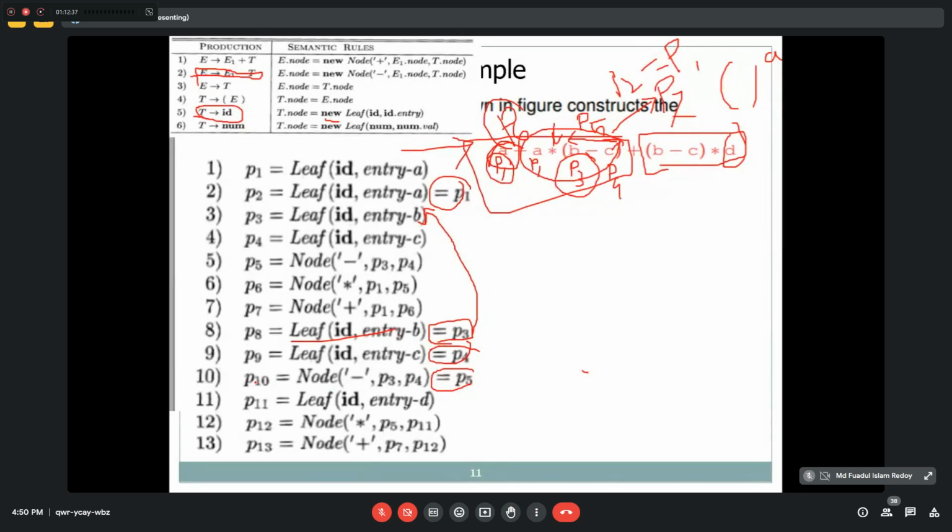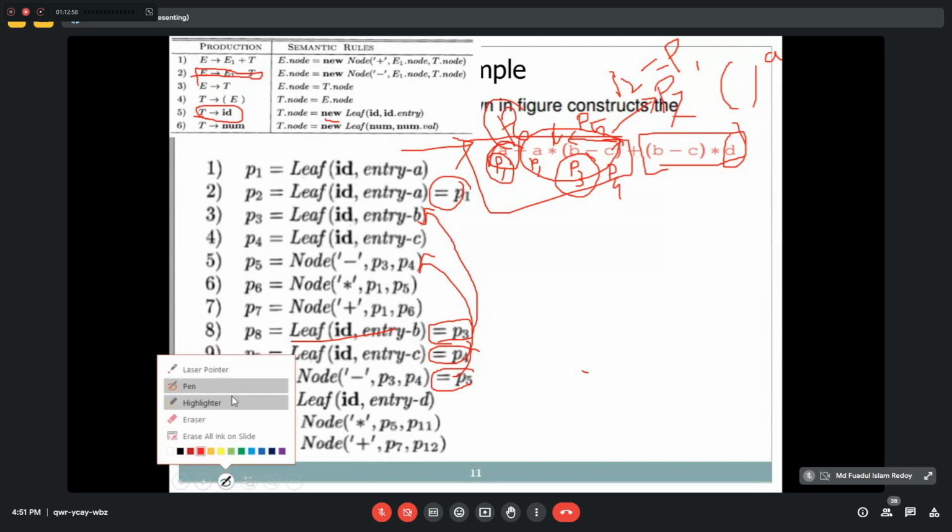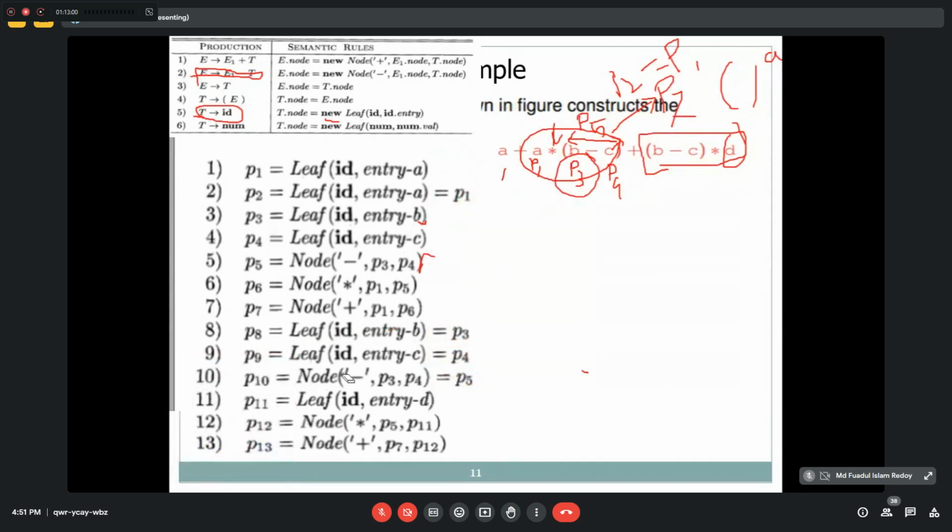Okay, sir. So at the time of calculating B minus C, that means this one is the minus, the left one B means P3 and C means P4. So when you are trying to calculate this one, it also exists, and this one is actually P5, so just return this one. Got my point? Just return, sir.